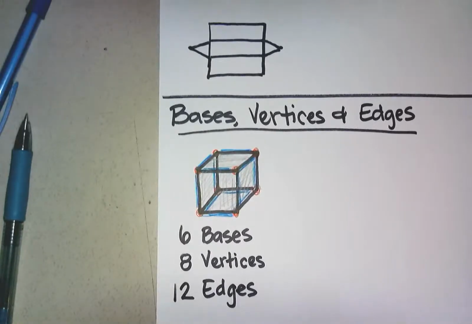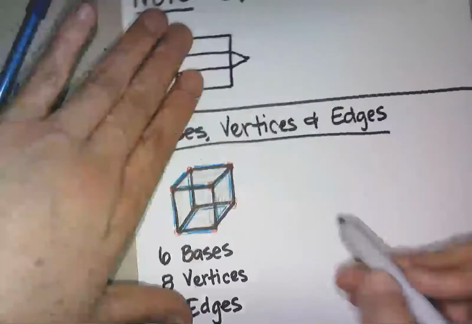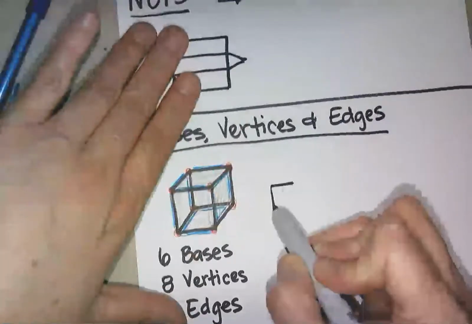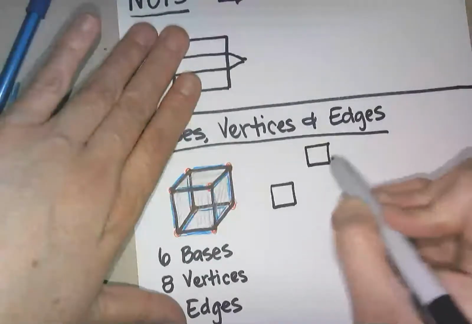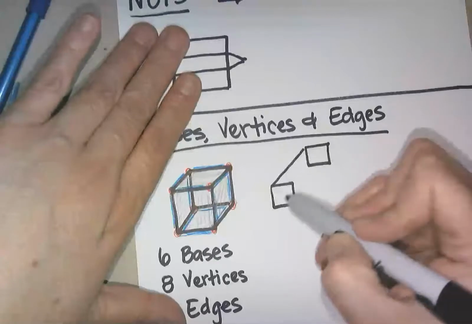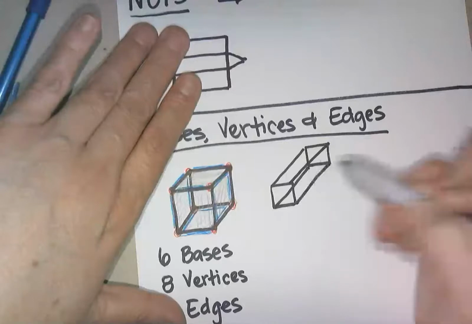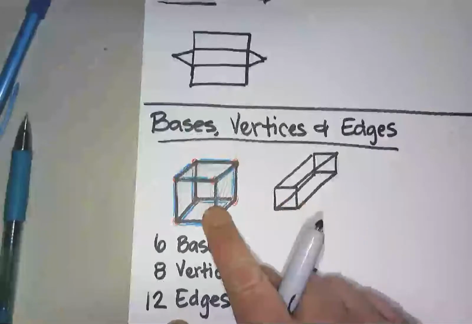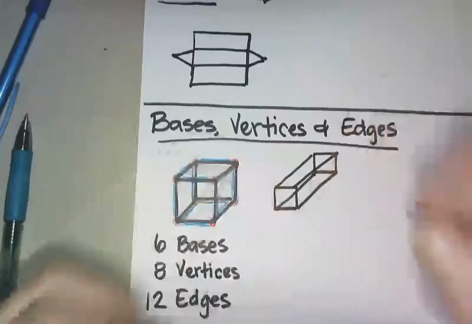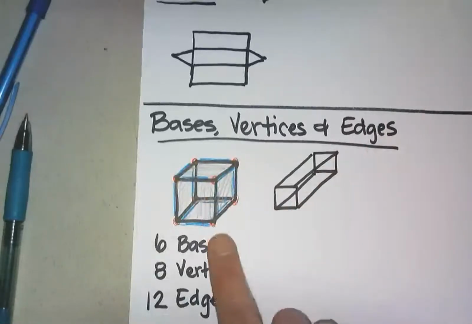Okay, let's go over to the rectangular prism. Now for the rectangular prism, again, I just draw a square, and I just kind of draw another square up here, and I connect my lines. Okay. And if you notice, they almost look similar, except this is rectangular. So the rectangular prism and the cube would have the same amount of bases, vertices, and edges.